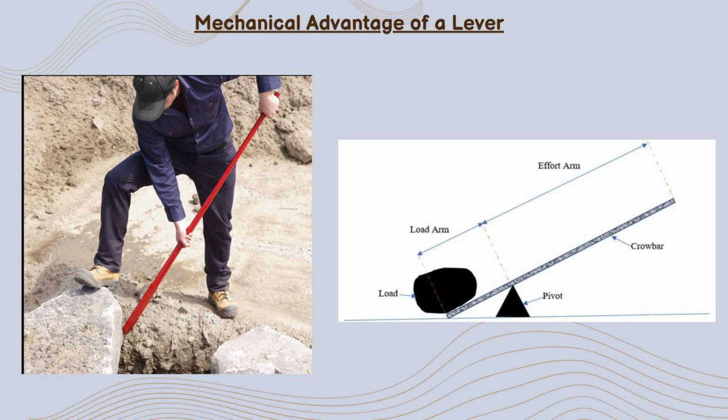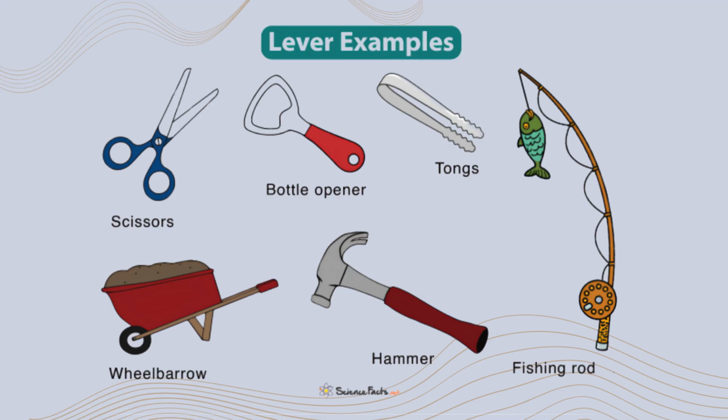Now, another example of this is using a crowbar to lift a heavy rock. Place the fulcrum, a small block or stone, close to the rock, and push down on the long end of the crowbar. The long effort arm creates a greater mechanical advantage, allowing you to lift the heavy rock with less force. Some applications we can observe are the scissors, bottle opener, tongs, fishing rod, hammer, and wheelbarrow.